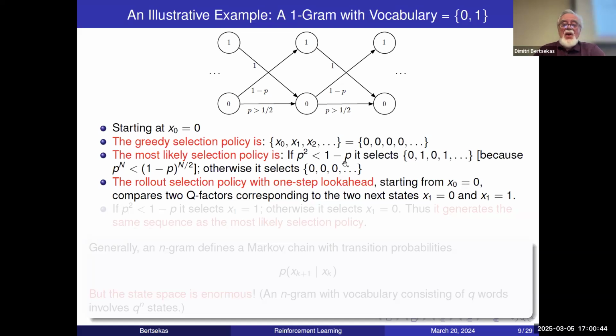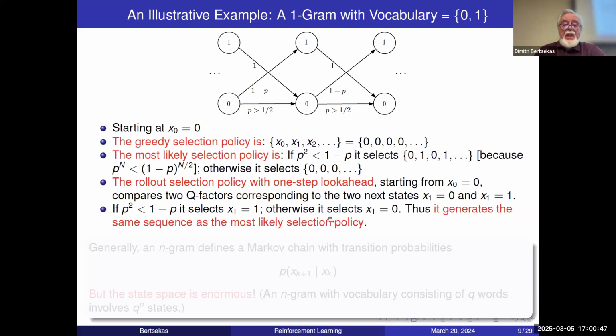And you see that the rollout policy is identical to the most likely selection policy. In other words, rollout finds the optimal here, whereas greedy does not in the case where p is greater than 1/2. So greedy looks 1 step ahead, while rollout looks at all possible next words, applies the greedy policy, compares the two, finds the one that has the best Q factor, chooses that as the next state, and then goes to the next state and repeats.